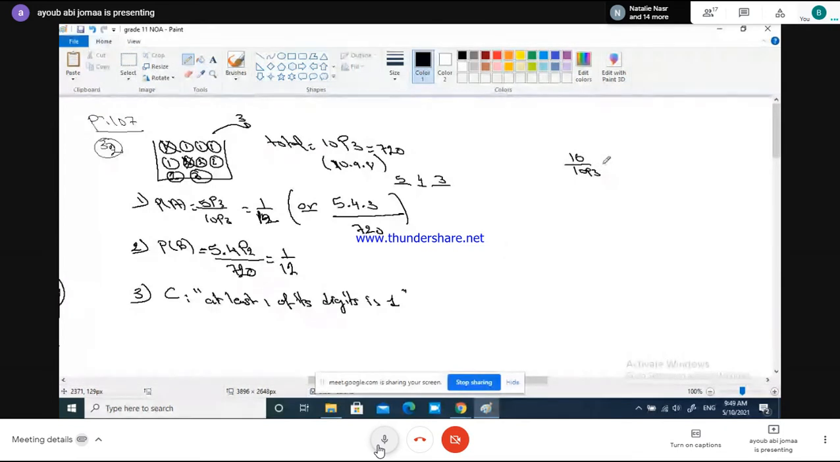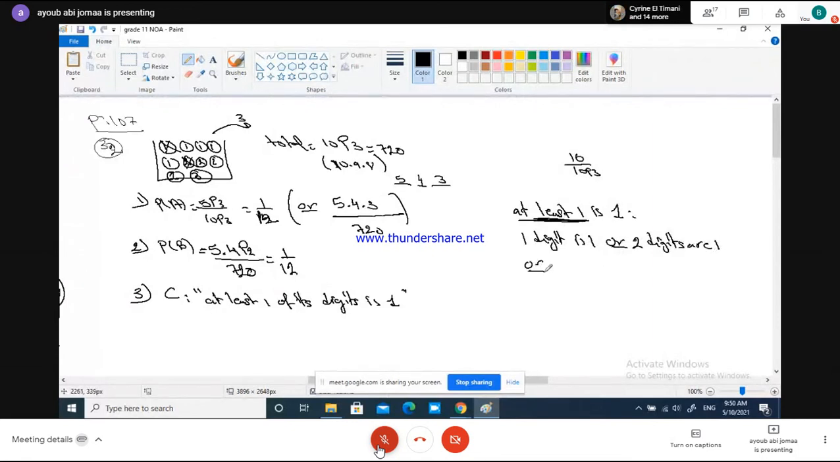At least one of the digits is 1. The words at least one mean one or more. It means that here one digit is 1, or 2 digits are 1, or the 3 digits are 1.